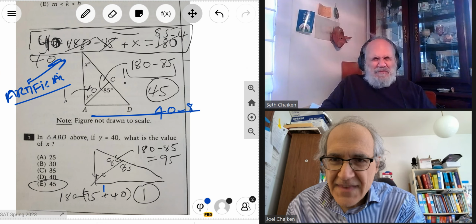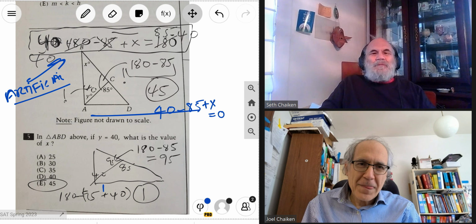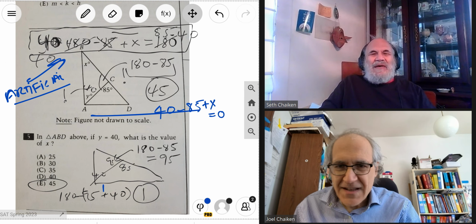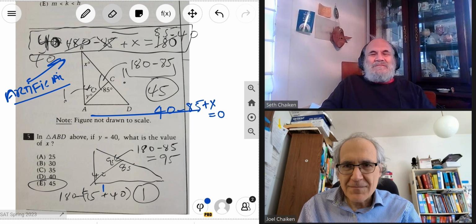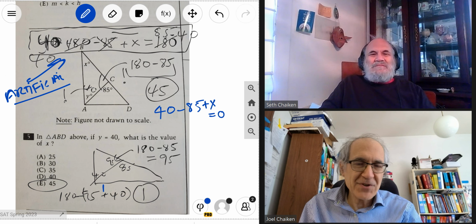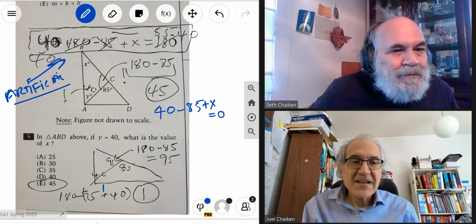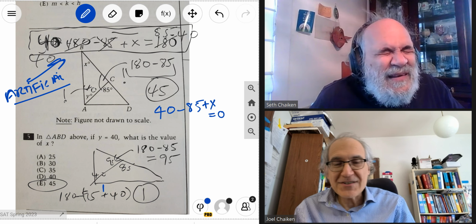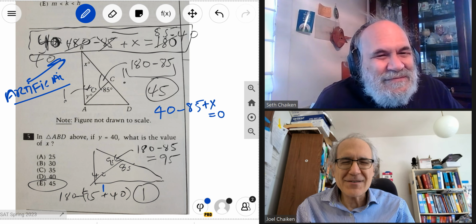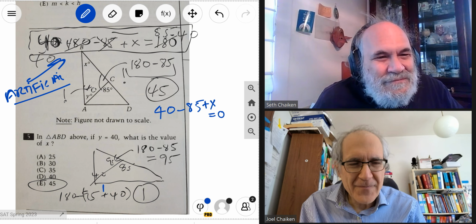So, thanks, Seth, for discussing this. I have some pretty strong thoughts about this problem. See, Seth, this problem can be done if you recognize the geometric relation of this problem. You can do this problem virtually instantly using what's known as the triangle exterior angle theorem. It's the exterior angle theorem for a triangle.